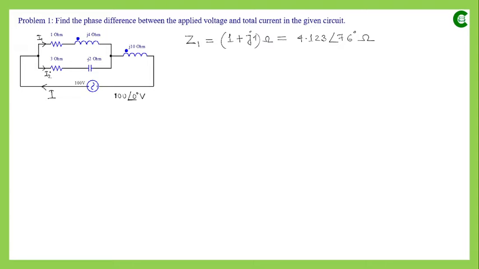Now let's find the impedance of this series branch, and if we name that as Z2, then it will be 3 minus J2 ohm. Now if we convert that to polar form, then it will be 3.61, and the angle will be minus 33.7 degree ohm.